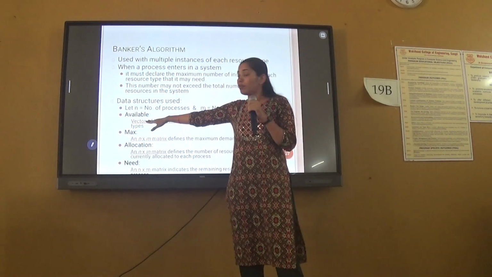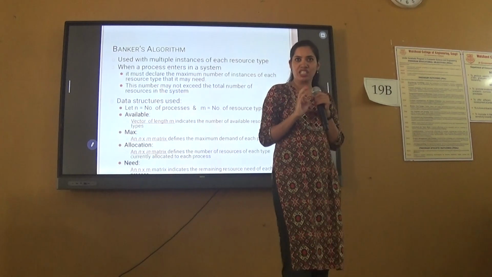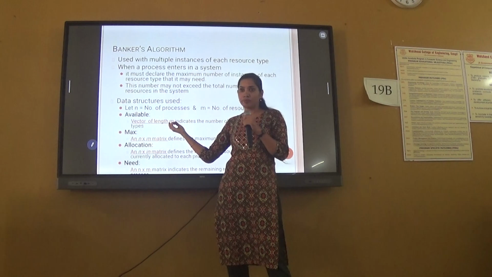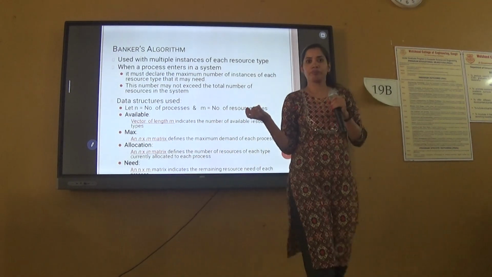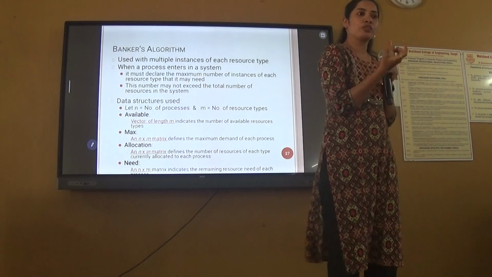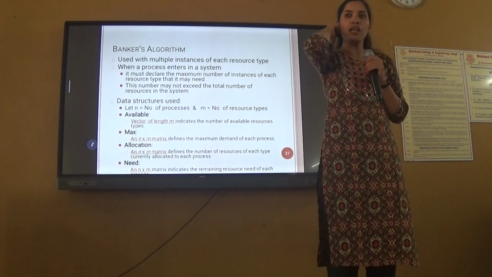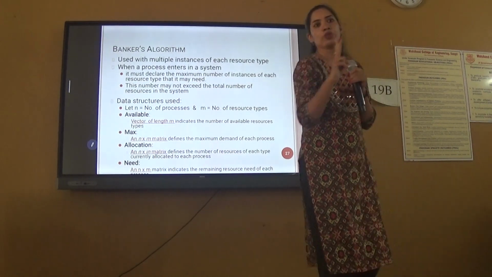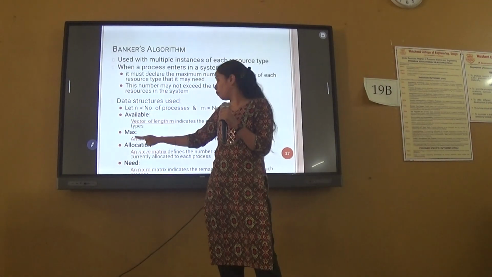Banker's algorithm uses four data structures. Available is of length m. What does it indicate? The number of resources available. Out of 12, we allotted 10. How many are left? 2. So available will be 2. That 2 will define available.